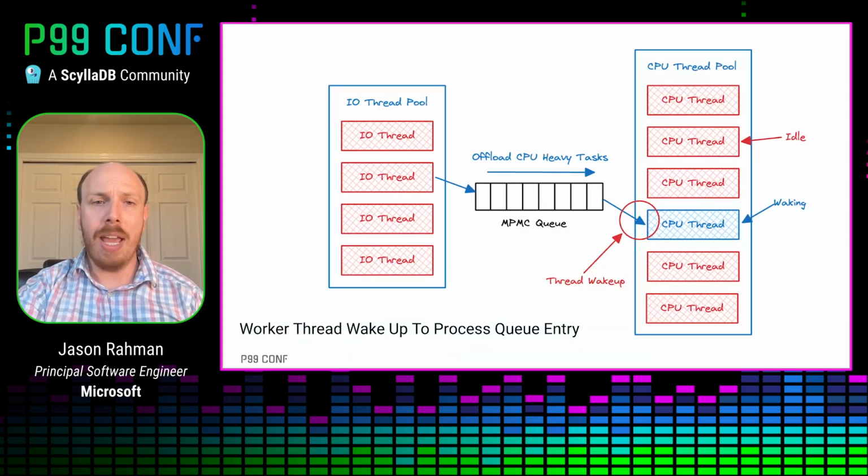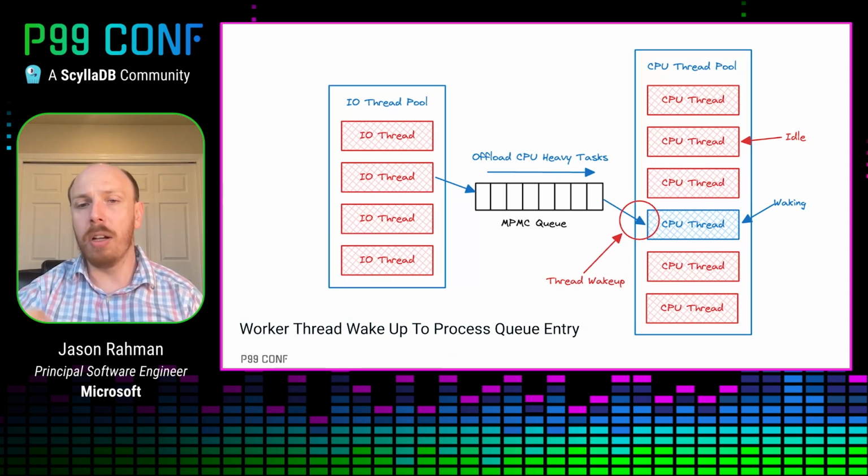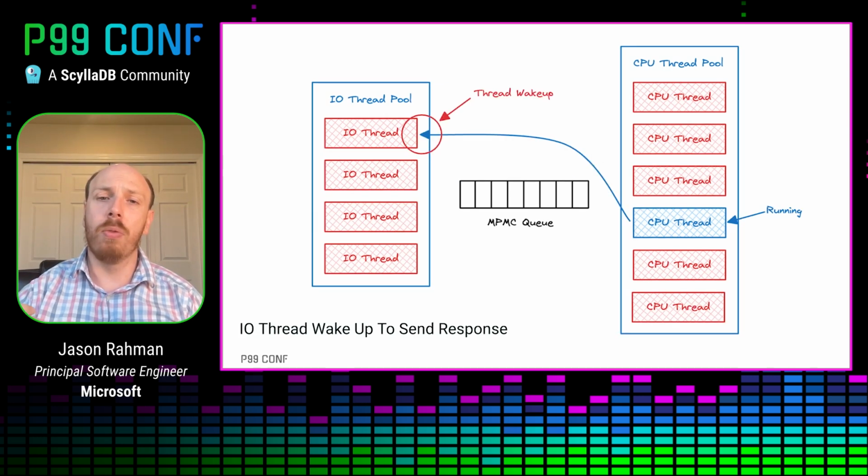Whenever we have an incoming request, we first read it off the IO thread. It goes onto the queue. Then a CPU thread actually has to be woken up. So in the critical path of a request being processed, there's often a thread wake up that has to occur. And we'll see in a little bit how this can be a latency issue using a scheduler trace. Also, whenever a response is ready to be sent, there's another thread wake up when the CPU thread pool has to now wake up the IO thread pool thread, which is meant to send out that response.